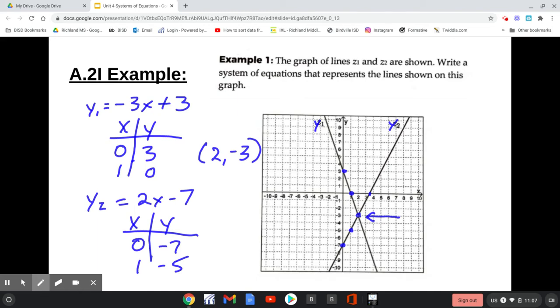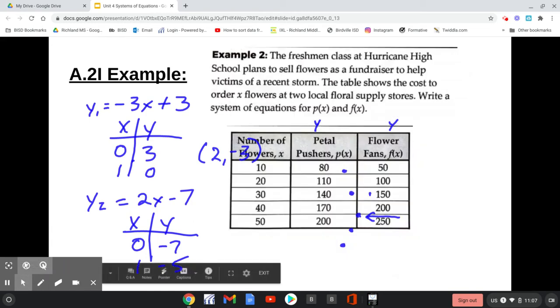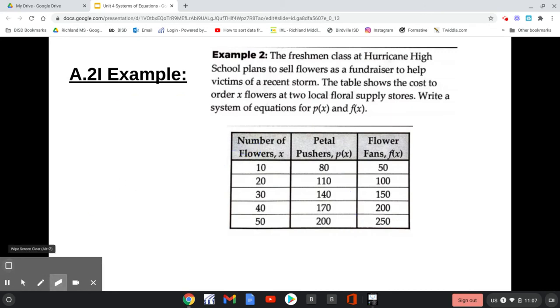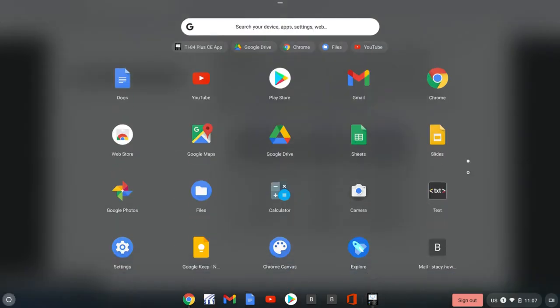Okay, let's look at the next one, and it's a table. Delete everything. They want to know, the table shows the cost to order X flowers at 2 different supply stores. Write a system of equations. So we're not going to solve it. We're just going to write it. We know we're going to use the calculator, and we're going to keep this X, and then we're going to use Y1, and that's that one. So let's pull up our calculator.